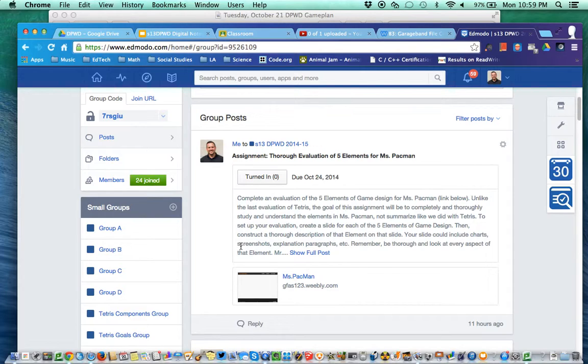Clearly, I don't expect you to have this done today. We'll probably spend a good portion of the rest of the week taking a look at this. But again, we want to be more thorough, dig deeper, find those elements, identify all the elements, identify all parts of each of the elements, and be very thorough in your write-ups. Your write-ups can be tables, charts, graphs of information, written out paragraphs, or lists, whatever you need to help us clearly understand the five elements and what they look like in the game of Miss Pac-Man.